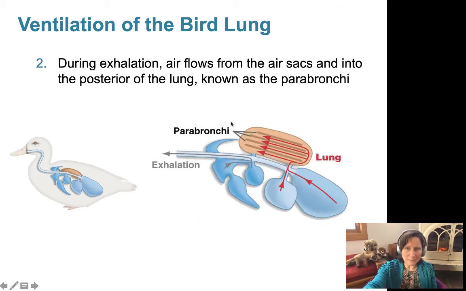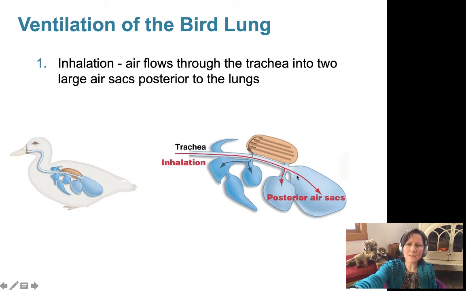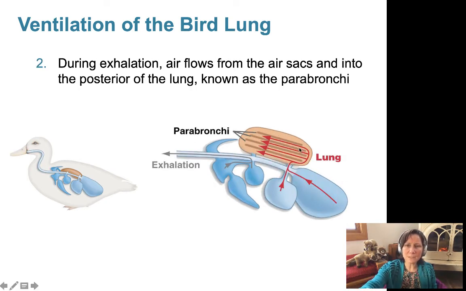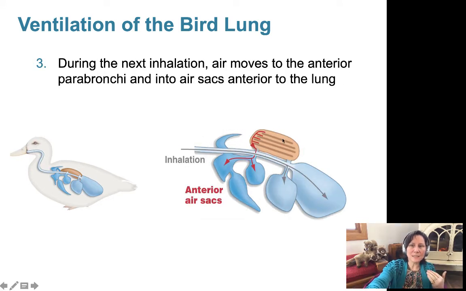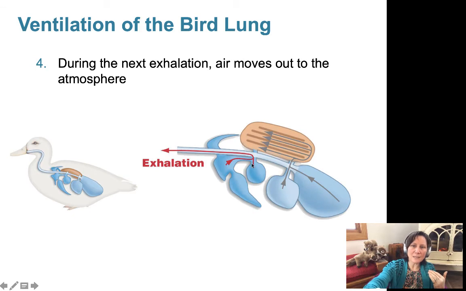When they exhale, air is going to flow from these posterior air sacs, sorry, I can't get it out, from the posterior sacs into the lung. So these layers are called parabronchi, and this is where all the gas exchange is occurring. So diffusion is happening across this highly vascularized set of sacs. Then, when they inhale for a second time, gas then moves out of the parabronchi and into these anterior air sacs. And then when they exhale for the second time, air goes out.